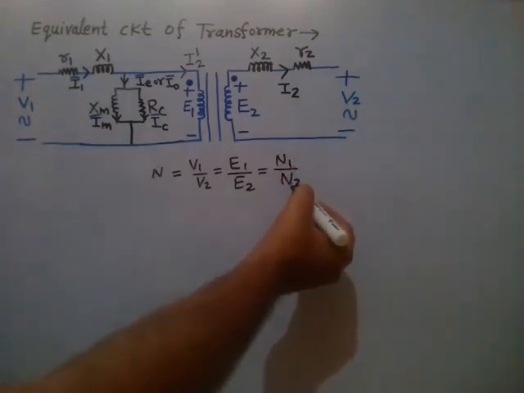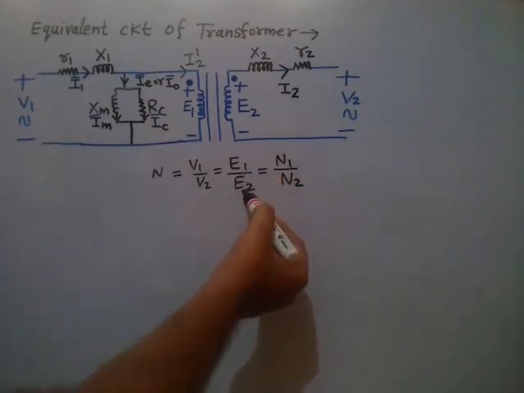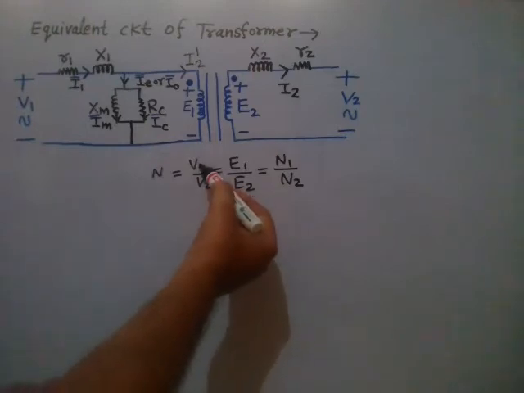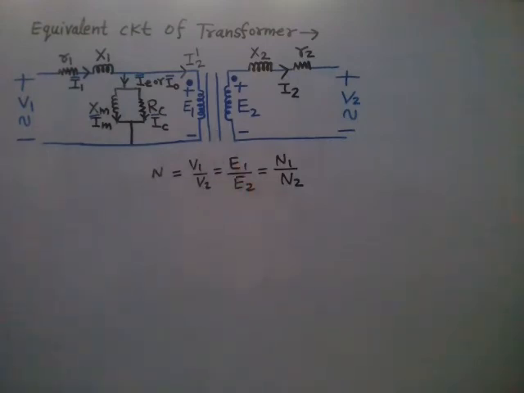N2 is the number of turns in the secondary winding. E1 is the induced EMF in the primary winding. E2 is the induced EMF in the secondary winding. V1 is the supply voltage, primary side voltage, source voltage. V2 is the load voltage or the secondary side voltage.